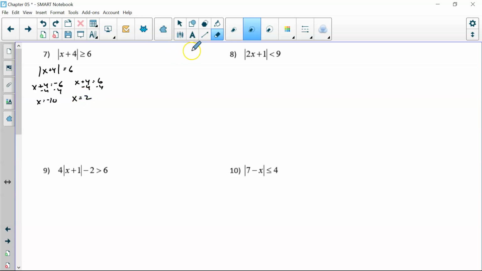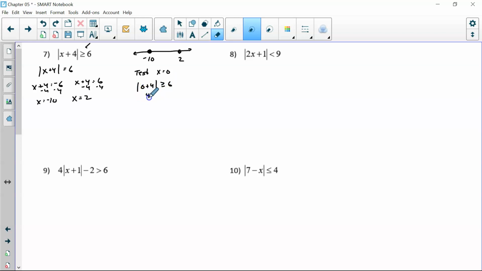So now here's where we come back to the inequality. On the number line, our -10 is over here. Our +2 is over here. We have a greater than or equal to, so we're going to use a solid dot. And now pick a test point in between, just like we did. Let's use x equals 0. Going back to the original, absolute value of 0 plus 4 greater than or equal to 6.